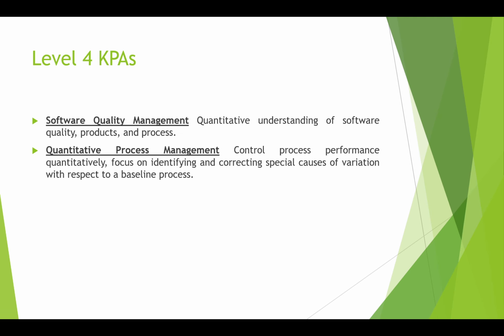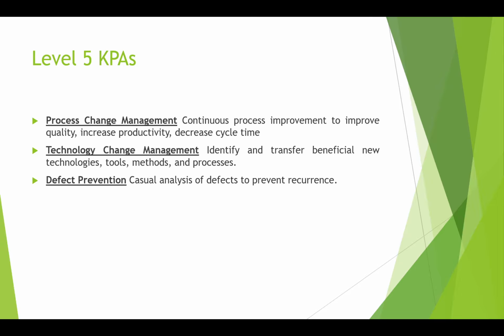At level 4, the KPAs are centered around measurement and quantitative control, where tracking software quality metrics like mean time between failures or defect density per release helps ensure product quality. And the last one, at level 5, the focus is on continuous improvement and innovation. For example, adopting an AI-based code analyzer or automating regression testing are examples of how a level 5 organization continuously evolves.